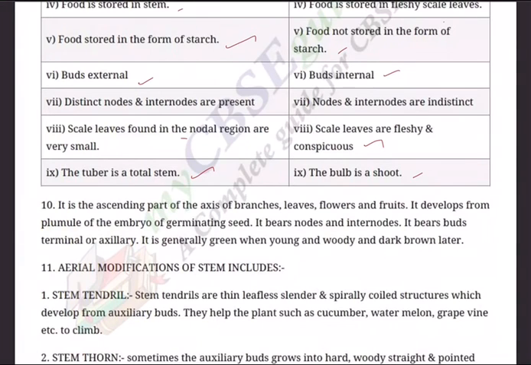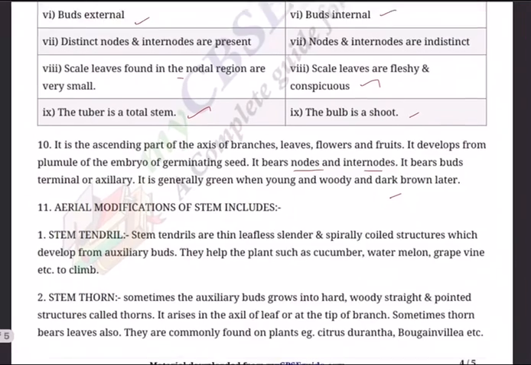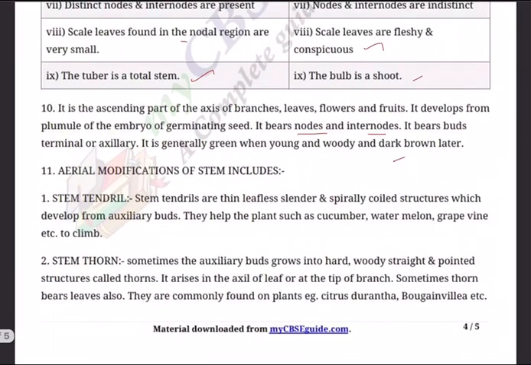Question number 10. It is the ascending part of the axis bearing branches, leaves, flowers and fruits. It develops from the plumule of the embryo of a germinating seed. It bears nodes and internodes. It bears buds, terminal or axillary. It is generally green when young and woody and dark brown later.